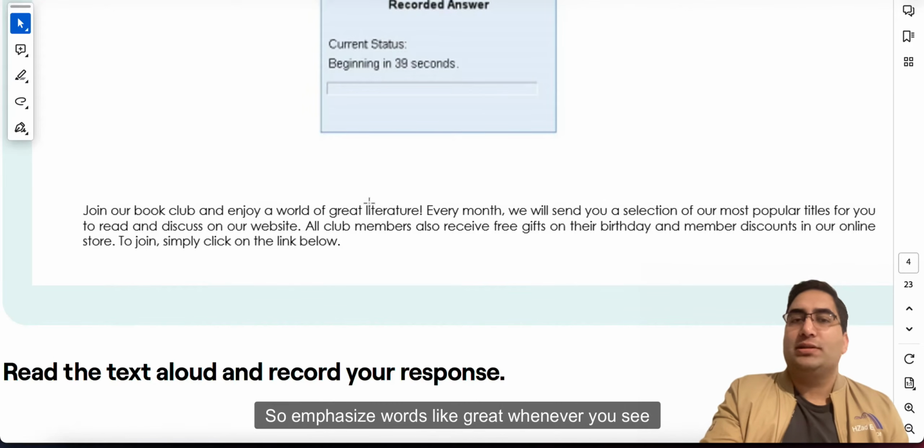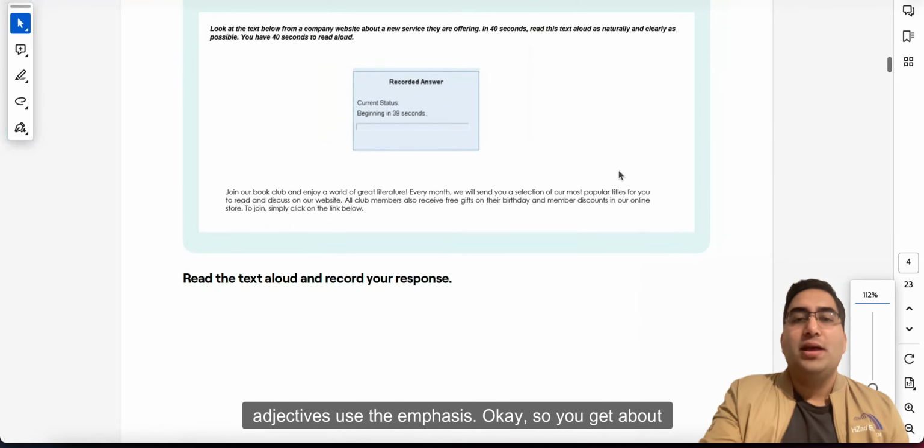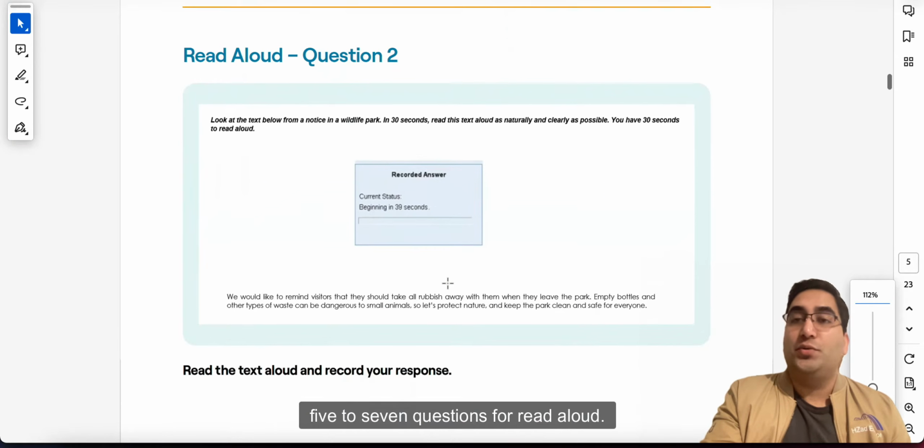So emphasize words like great. Whenever you see adjectives, use the emphasis. Okay, so you get about 5 to 7 questions for read aloud.